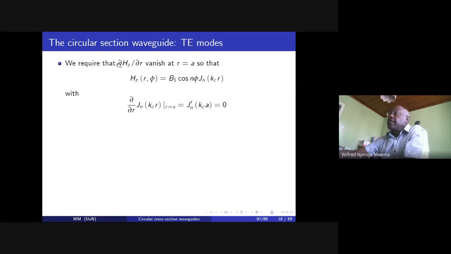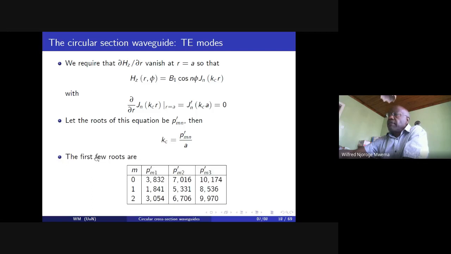So we require that the radial derivative of Hz, or the normal derivative on the surface, vanish at r equal to a, and therefore we must have that Hz be given by B cos nφ Jn(Kc r), with d/dr Jn(Kc r) at r equal to a, that is Jn prime(Kc a), equal to 0. So if the roots of this equation are given as p'mn, then Kc is going to be given by p'mn over a, and the first few roots for that derivative function are going to be given as shown, with m equal to 0, 1, 2. We have p'm1 equal to that value there, p'm2 equal to that value, and so forth. And here we see another thing, that this will have the longest wavelength, so to speak, in that particular equation.